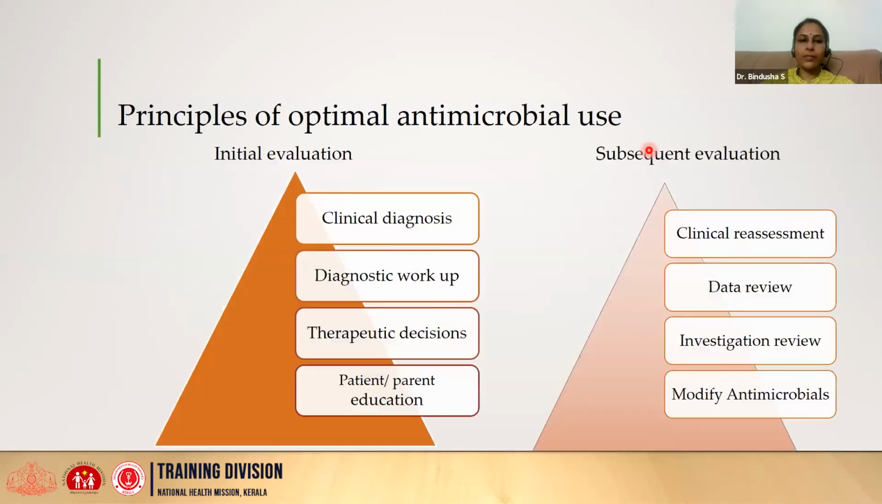So these are the principles of optimal antimicrobial use. When the physician first sees the patient, we will make a clinical diagnosis, do a diagnostic workup as and when indicated, and reach a therapeutic decision, which should be followed by patient or parent education depending upon the age of the child. And as I said earlier, if we are sending them home, we need to advise them when to bring back the child. When the parent brings back the child, we do a subsequent evaluation where we clinically reassess the patient. If there is any data or investigation results with them, we need to review them. And we may start an antibiotic, or we may modify an antimicrobial according to the examination findings.